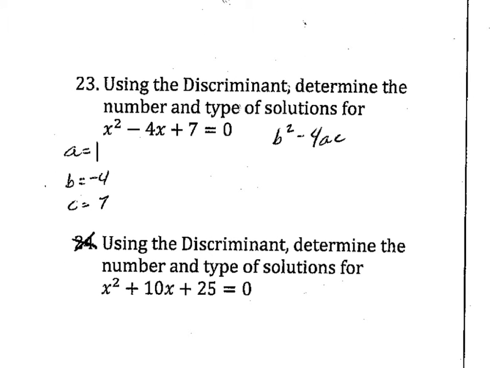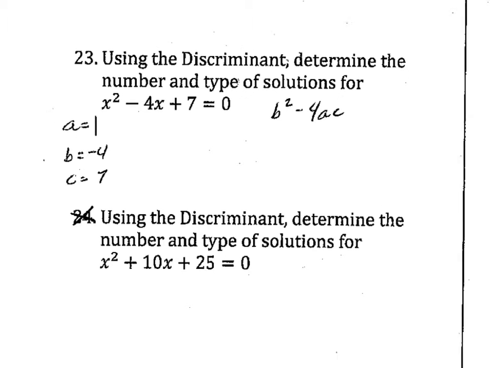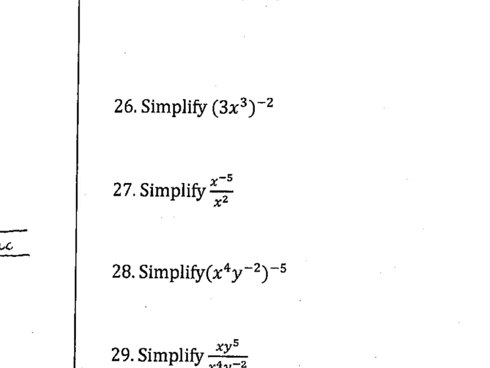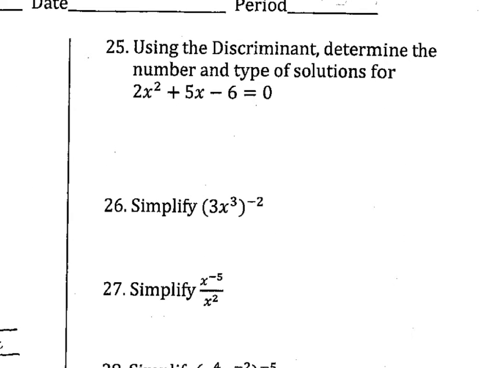Here we're going to use the discriminant. The discriminant is just the b squared minus 4ac part of the quadratic formula. All right, and you're just going to determine the number and type of solutions that you're going to have. So here's your A, B, and C. We are also skipping number 24, which takes us to the last column. Where's 25? There he is. Again, you're using the discriminant just like you did in number 24, so refer to that for your b squared minus 4ac.